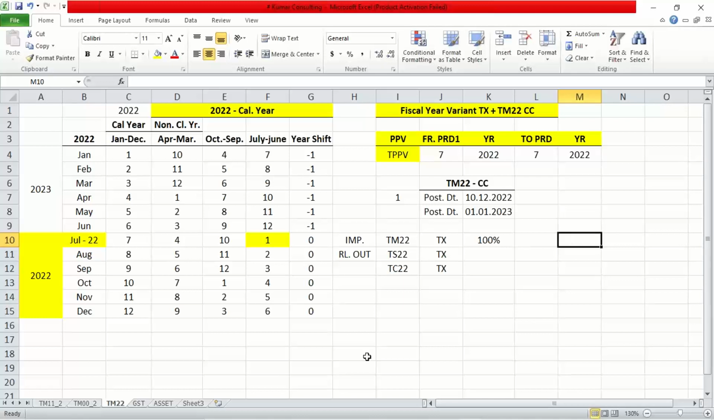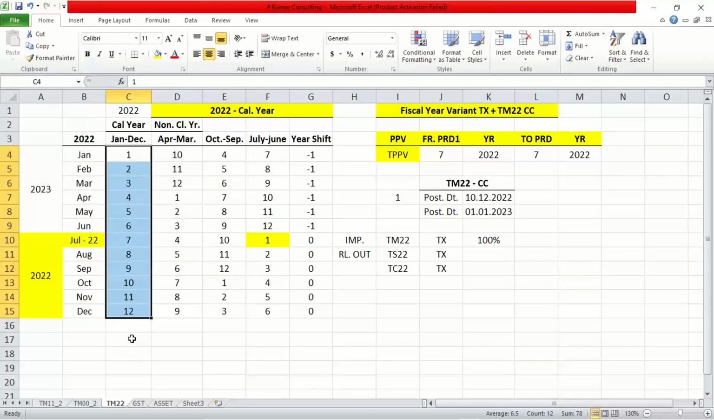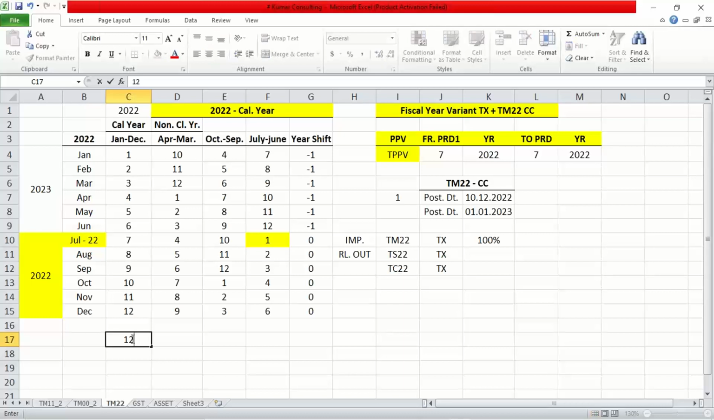So again, guys, see, the financial year is going to be defined based on the periods which are going to be used, or based on the number of days in the period. In the sense, now I'll tell you. If we talk about calendar year, how many periods are there, guys? Total 12 periods. If we talk about non-calendar, whether it is April to March, we have 12 periods. October to September, 12 periods. July to June, 12 periods.